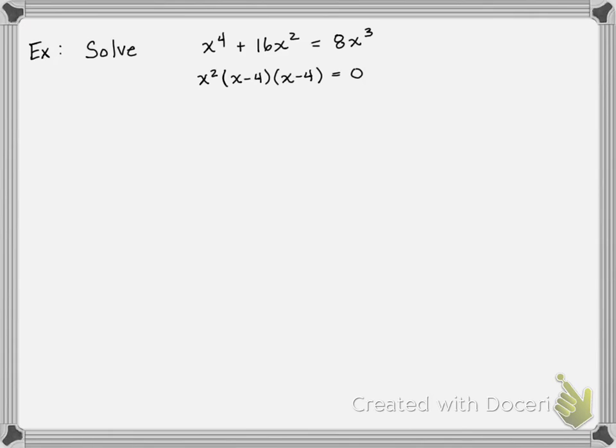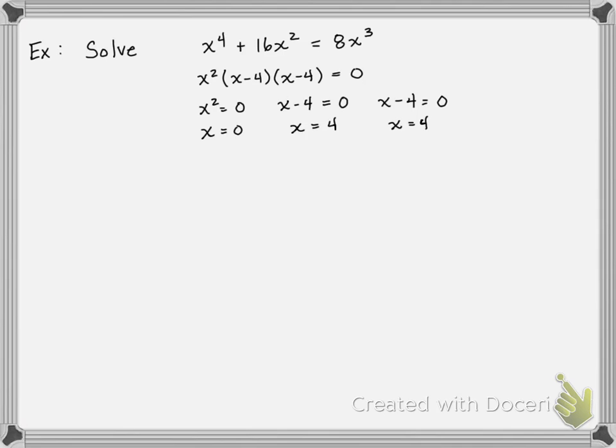When we factored, we set each factor equal to 0, and we get x equals 0, x equals 4, x equals 4. How many solutions does this equation have? It's 2, right? Because 4 is a solution, right?